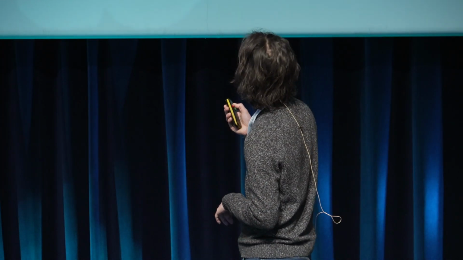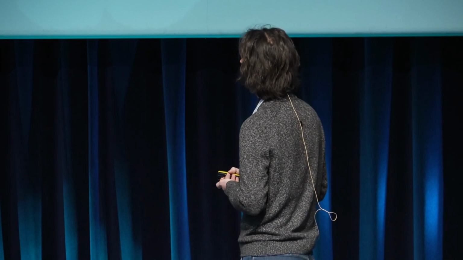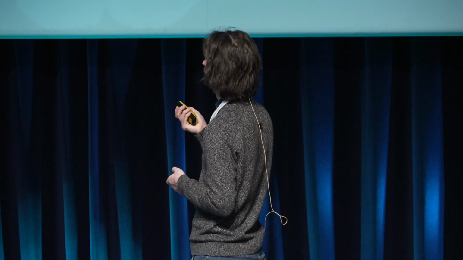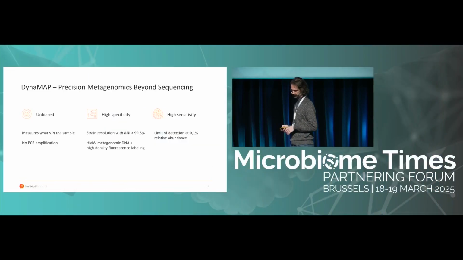At the phylum level, the correspondence is very nice, of course, between the 2 methods. To give you an idea, quantitatively, the log-log correlation at the species level for relative abundance is between 70 and 80% between shotgun sequencing and DynaMAP, so very high identity between the 2.